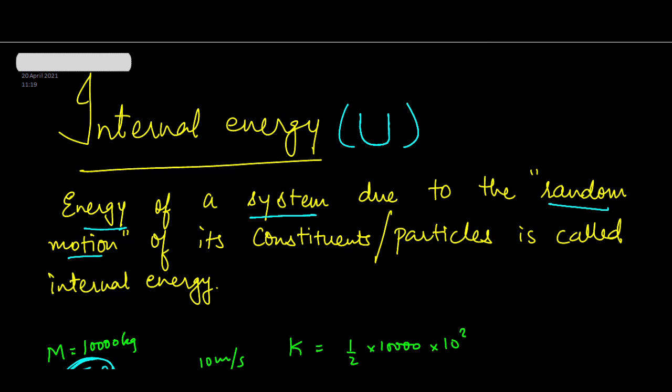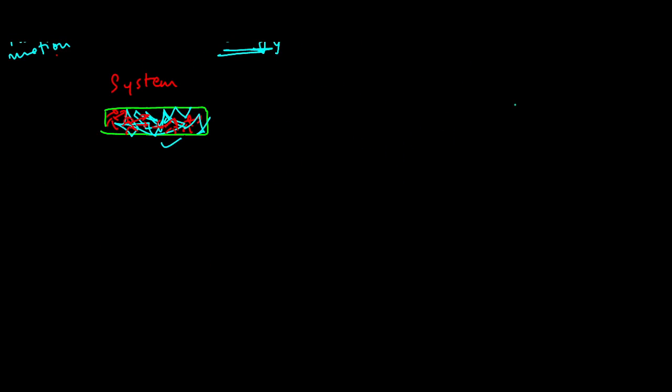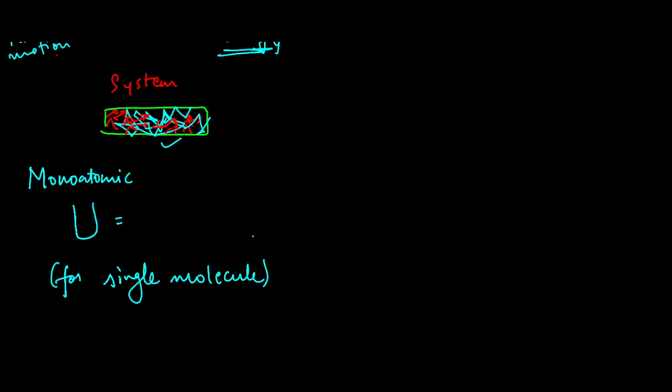But yes, do not get confused between internal energy and potential energy. They are different things. So what would be internal energy? Okay, listen to this carefully. Suppose we write it for a monoatomic molecule. Let's say we start with monoatomic. U means internal energy for one single molecule, not for the whole gas, for one single molecule.